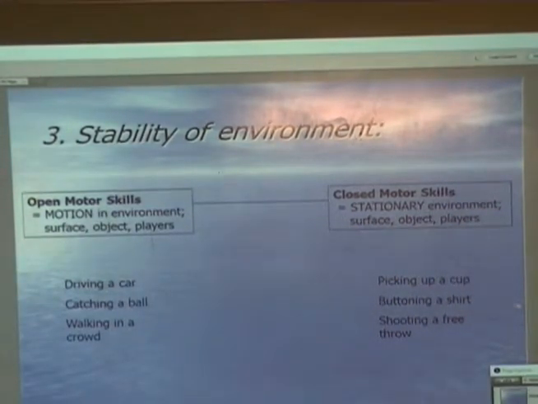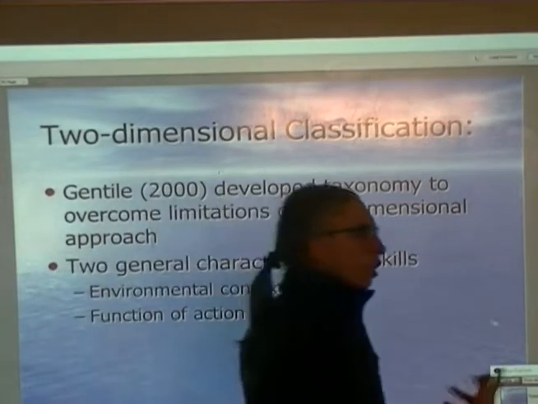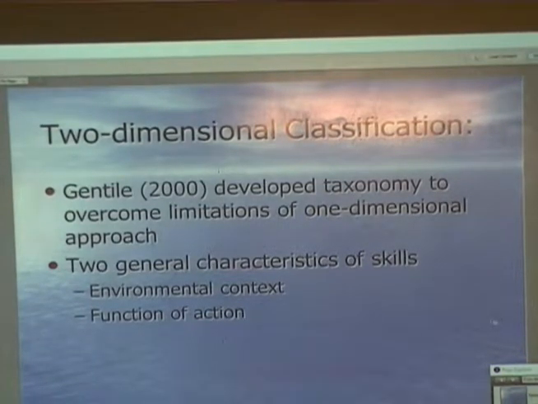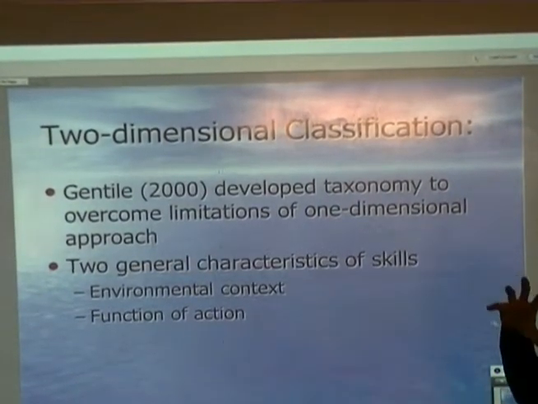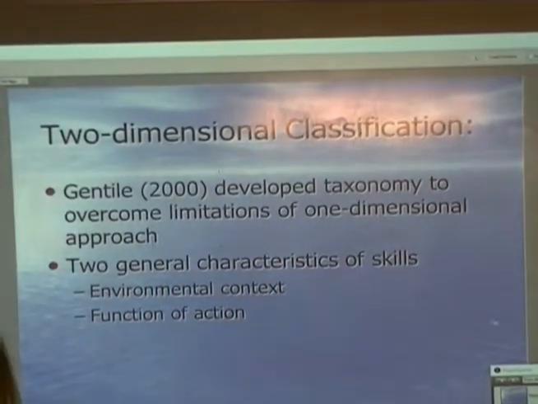So, in about 2000, a researcher decided that she was going to try to develop another classification system that would overcome these limitations. And what she did was, she took some of the characteristics from the one-dimensional one and put them together into a two-dimensional version.